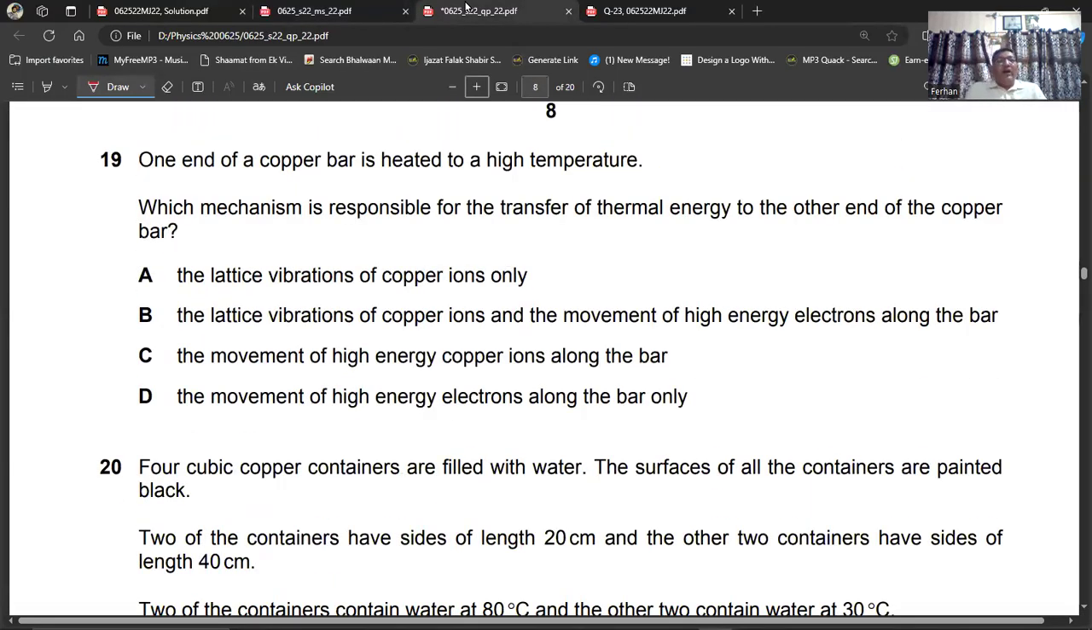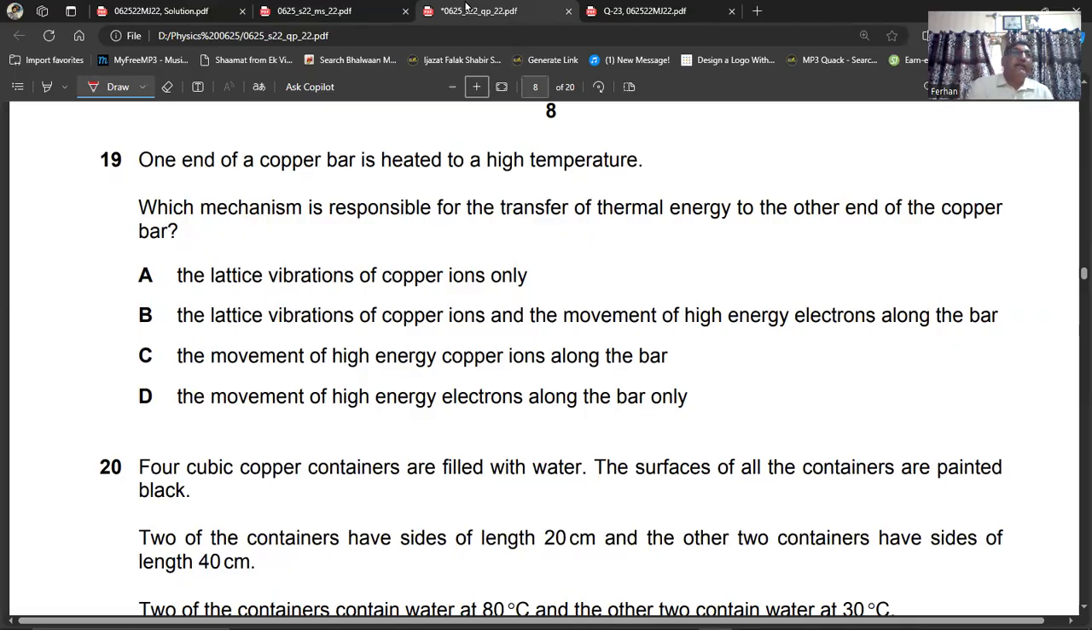One end of a copper bar is heated to a high temperature. Which mechanism is responsible for the transfer of thermal energy to the other end of the copper bar? You see, copper metal is solid. So by conduction, the heat is transferred from the hot end of the copper to the cold end of the copper.